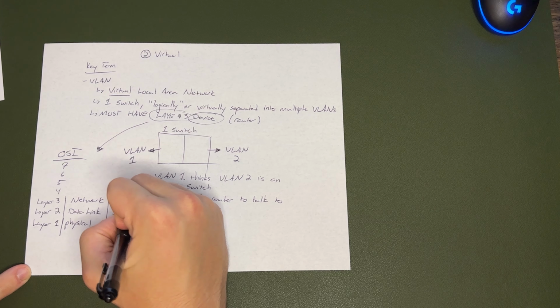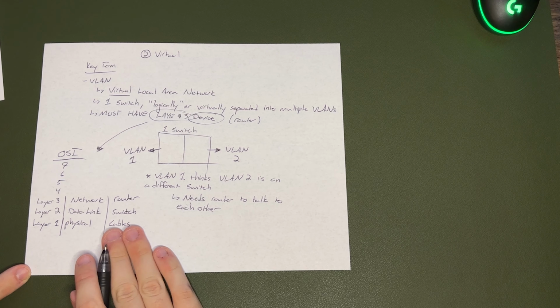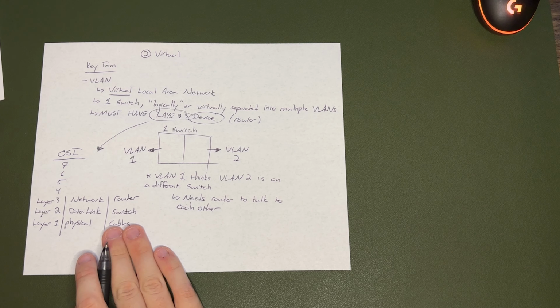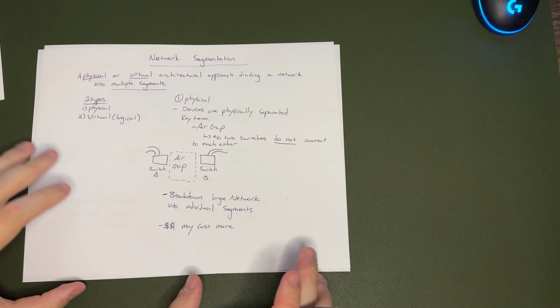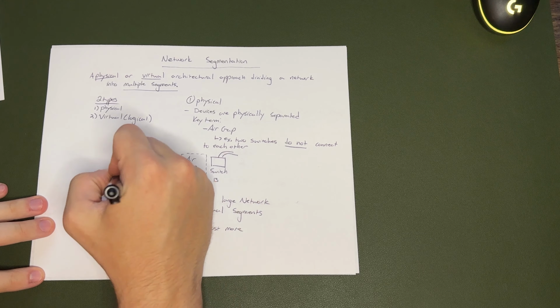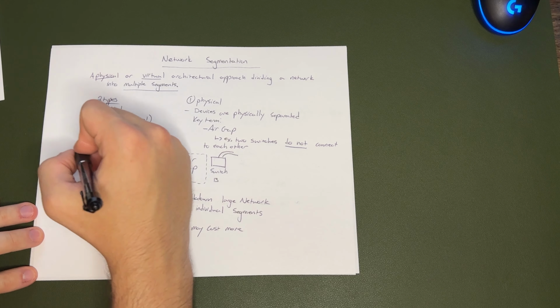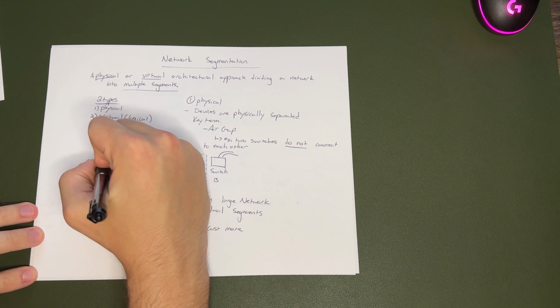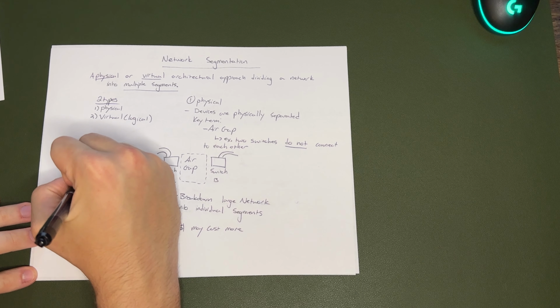I realized that I could expand this definition further with my OSI model and write out examples of hardware that fit into that layer. So layer 1 being cables, layer 2 with your data link being a switch, and then layer 3 being your router. So I've now fully explained and broken down the definition of what is needed for virtual network segmentation. I then went back over to the front with the physical network segmentation and wrote a few other key notes about air gapping.